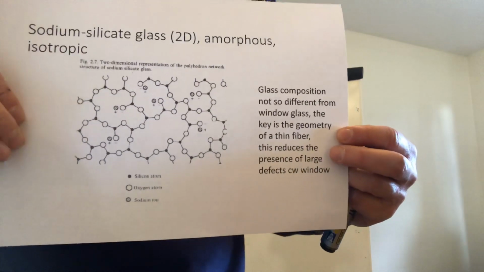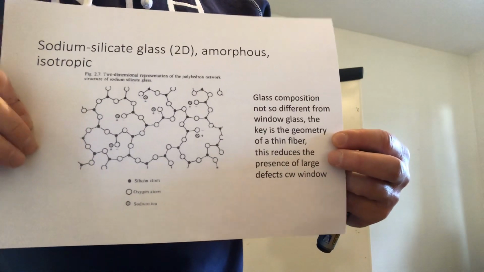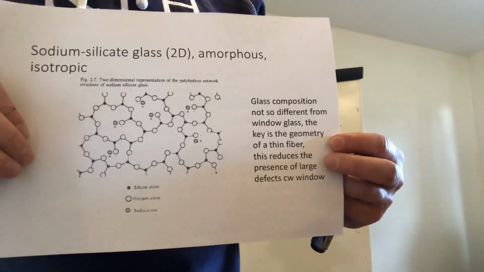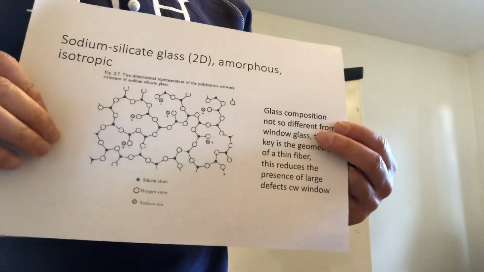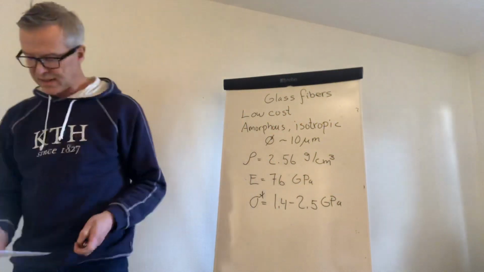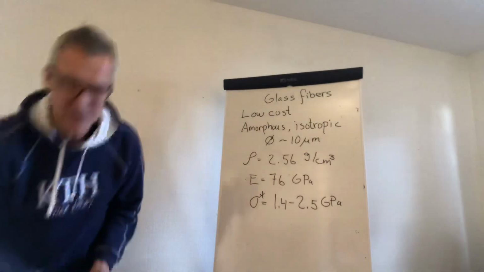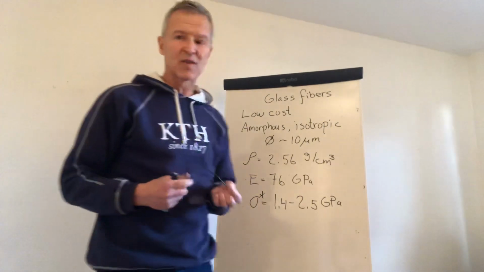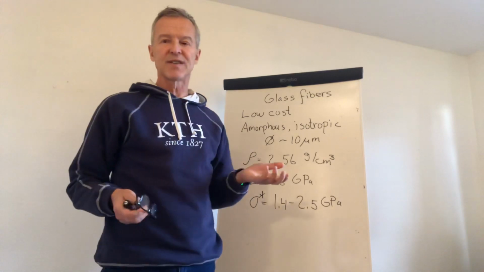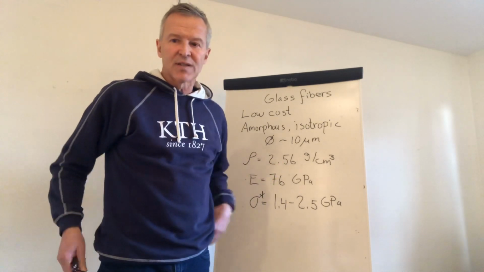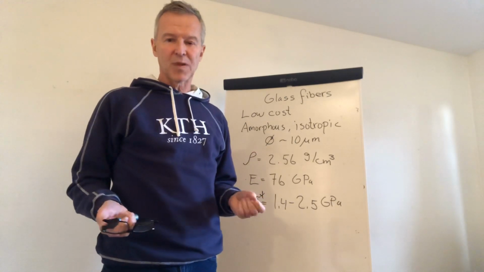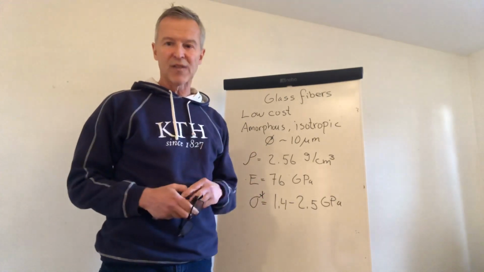And we may then ask the question, how come that glass fibers have higher strength than window glass, for instance? The reason for that is pretty much geometrical. There's not a big difference in the composition of the glass in the glass fibers, but because of the geometry, you reduce the probability of having large defects.